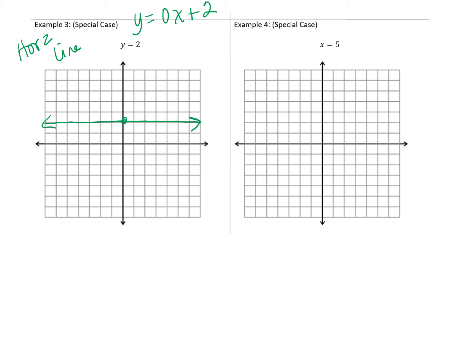All right, x equals 5 is going to be a vertical line. Again, this is the one where we don't have slope. So on the x-axis, we're going to count to 5. And then we're going to draw a vertical line through x equals 5. So again, just special cases.